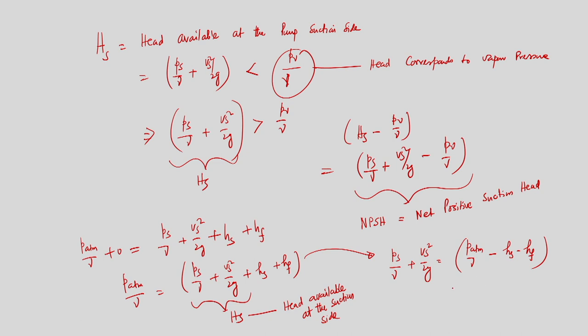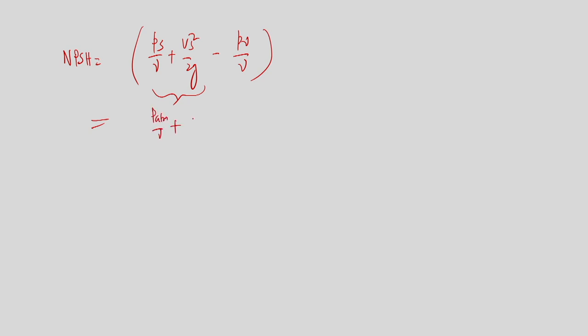And this is equation 2 and this is equation 1. If I replace the magnitude of 2 in equation 1, what can I obtain? I can write NPSH is equal to P S by gamma plus V S square by 2 g, that is the suction head, minus the head corresponding to the vapor pressure, P V by gamma, where this quantity can be written from equation 2, that is what we obtained using the Bernoulli equation between point 1 and S, that is P atm by gamma minus H S minus H FS, that is the frictional head loss in the suction side, minus P V by gamma.